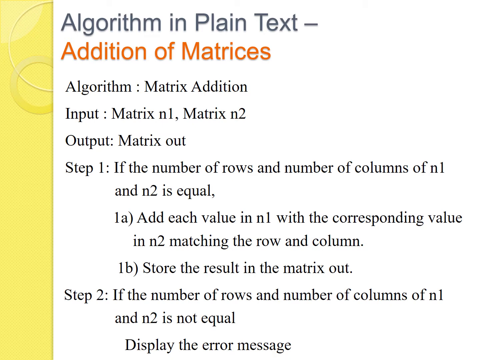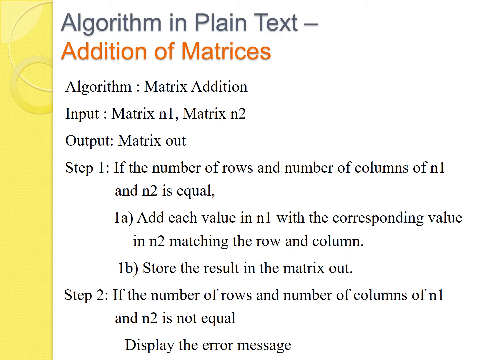Let us discuss the algorithm for addition of matrices in the three ways of specifying the algorithm: the plain text, the pseudocode, and the programming language. Addition of matrices in plain text. The name of the algorithm is matrix addition. The algorithm receives input n1 and n2 as matrices. The output of the algorithm is the matrix out.